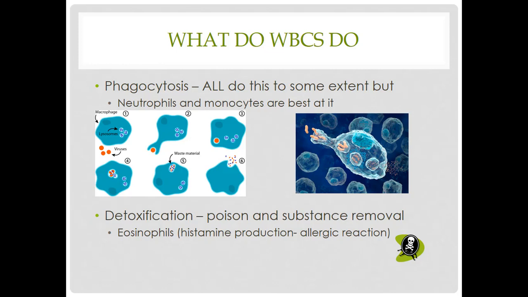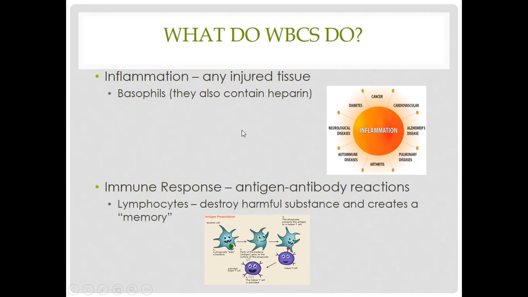They detoxify poisons and remove substances. Eosinophils produce histamine, which gives us our allergic reactions to things. Neutrophils are the first ones on site for any infection. Any injured tissue causes inflammation. The basophils also contain heparin, but basophils are the ones which cause this inflammation to make sure that we know there's something wrong. Remember, inflammation just tells us there's something wrong.